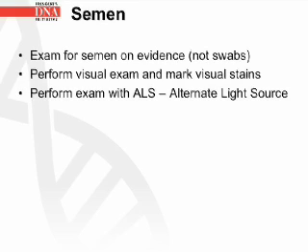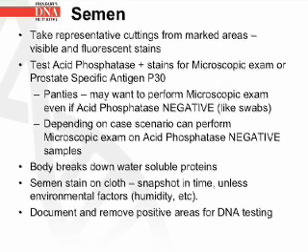When examining for semen on evidence that is not swabs, perform a visual exam and mark visual stains. Then perform an exam with ALS, the alternate light source. After viewing with the ALS, take representative cuttings from marked areas that are visible and also those that gave fluorescent stains. Test with acid phosphatase plus microscopic examination or prostate-specific antigen P30.